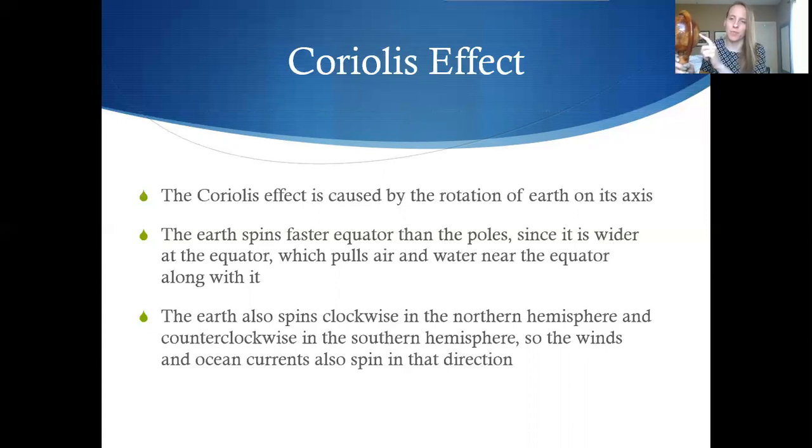Whereas if we picked a spot near the equator, it's going to have to move much faster in order to make it the whole way around the Earth in the same amount of time because it is traveling a further distance. So that's what it's talking about there. The Earth also spins clockwise in the northern hemisphere and counterclockwise in the southern hemisphere. So the winds and currents of the ocean also spin in that direction.